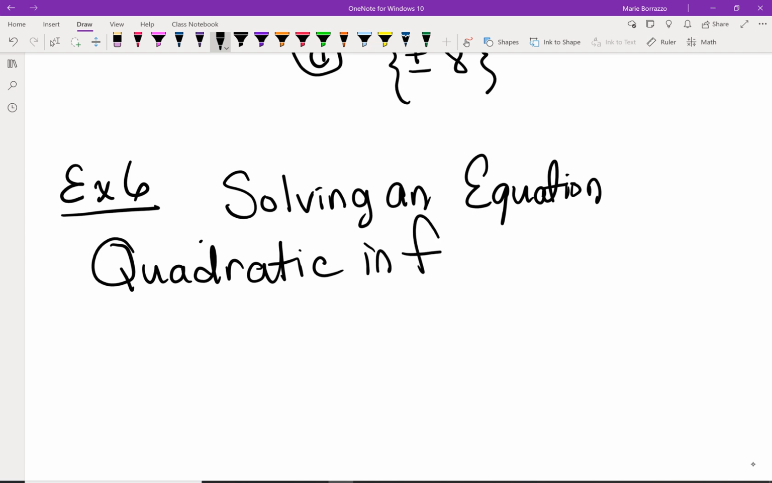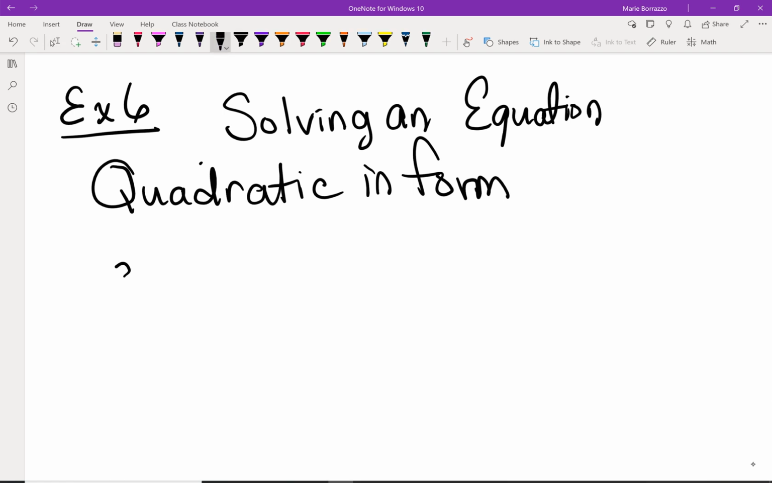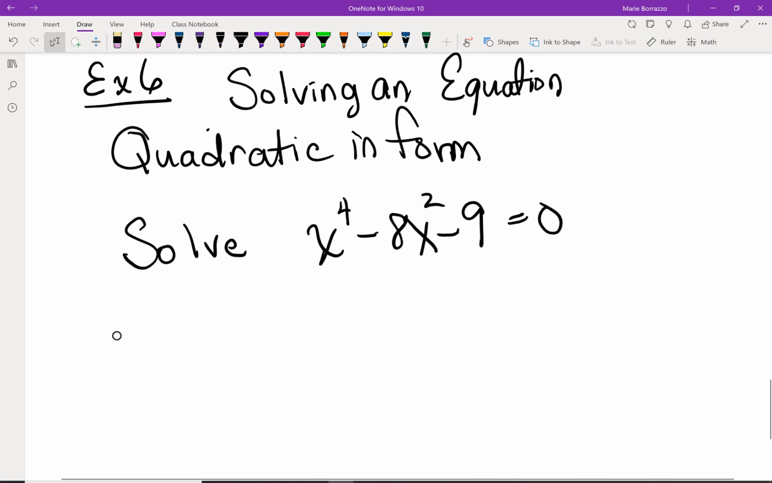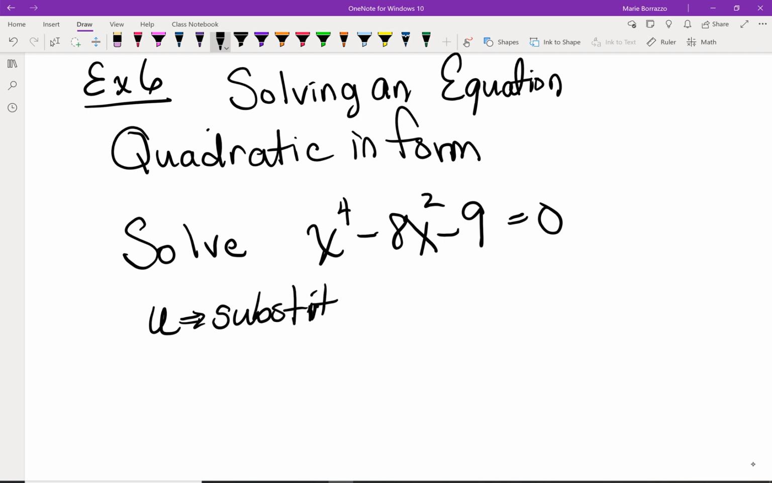So what I want to do is show you this question 2 ways. So they start you with giving you the question where it says solve x to the 4th power minus 8x to the 2nd power minus 9 equal to 0. That's your question. They do want you to use what's called U substitution, and this is something that you are going to definitely have to master in calculus and pre-calculus. We do use U substitution from time to time.